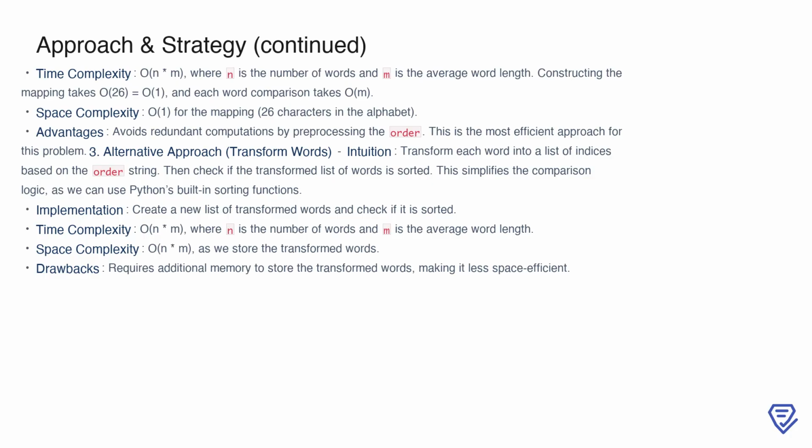Here, each word is converted into a list of indices based on the alien order. These transformed words are then checked to see if they are sorted. While this method simplifies the comparison logic and leverages Python's built-in sorting functions, it requires additional memory to store the transformed words. This results in a higher space complexity of O(n*m), making it less desirable for scenarios where memory usage is a concern.